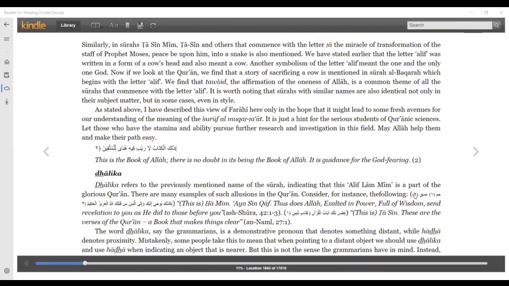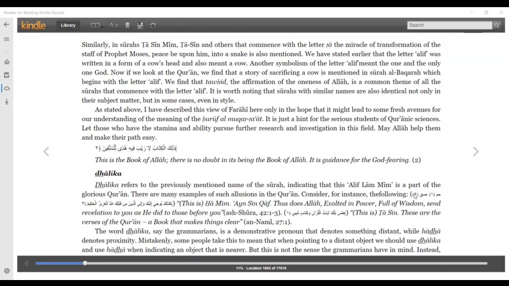أعوذ بالله من الشيطان الرجيم. بسم الله الرحمن الرحيم. ذلك الكتاب لا ريب فيه هدى للمتقين. This is the book. This is the book of Allah. There is no doubt in its being the book of Allah. It is a guidance for the God-fearing.